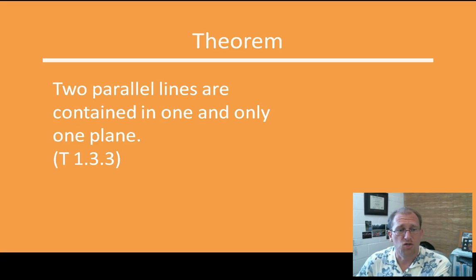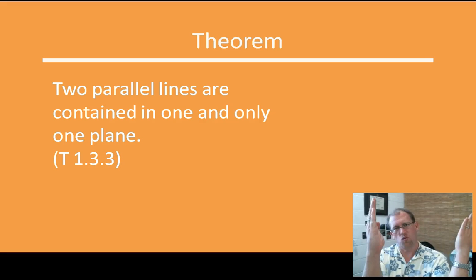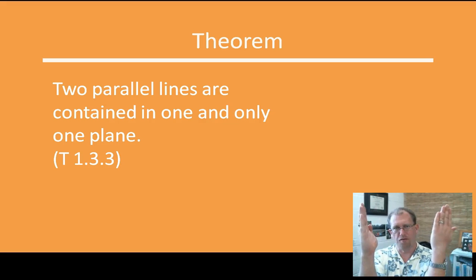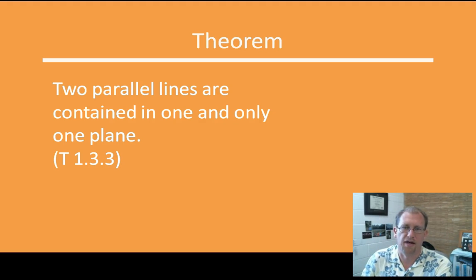Another theorem, two parallel lines are contained in one and only one plane. So I have this line and I have this line. And those two lines are parallel, and I can pass one plane through both of those lines, only one plane. I can't pass multiple planes through that set of parallel lines. And that's also the definition of parallel lines, right? Are two lines that lie in the same plane. And so therefore there's only one plane that the two parallel lines can sit in.